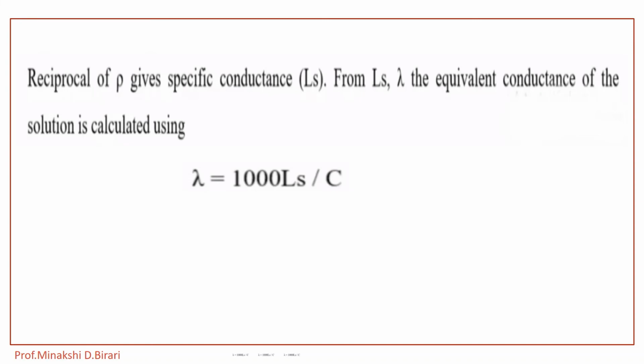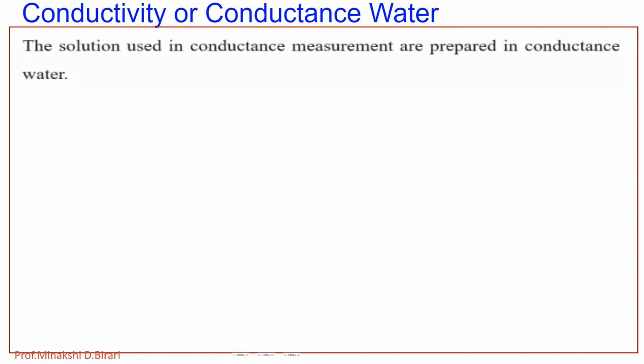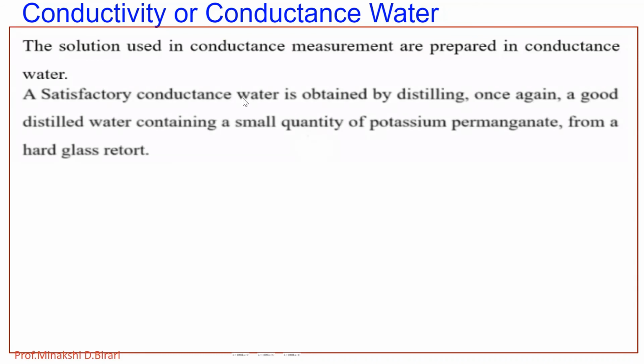Now let us see conductivity or conductance water. So what is conductivity water? The solutions used in conductance measurement are prepared in conductance water. A satisfactory conductance water is obtained by distilling once again a good distilled water containing a small quantity of potassium permanganate from a hard glass retort.